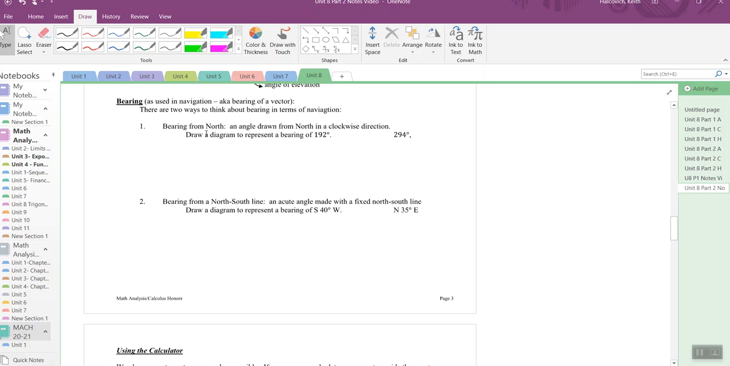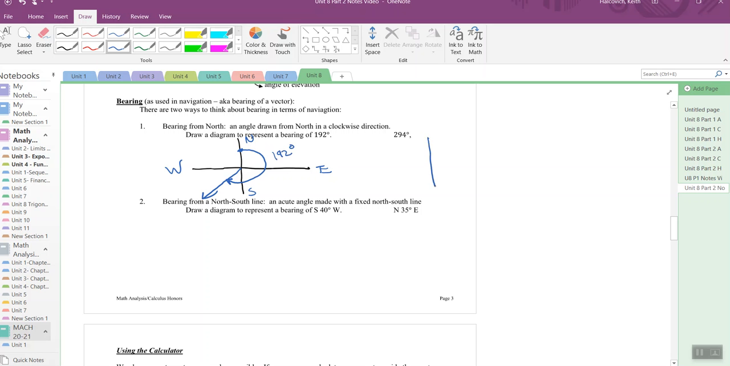Bearings are used in navigation. There are 2 ways to look at bearings. One is from the north. So if you draw here, and remember north, south, east, west. If there's no directional term, then you assume it's from the north. So you'll start here and go 192, so 180, and it goes to there. The angle is always drawn from the origin. It's just that the direction goes from the north. So that would be 192 degrees.